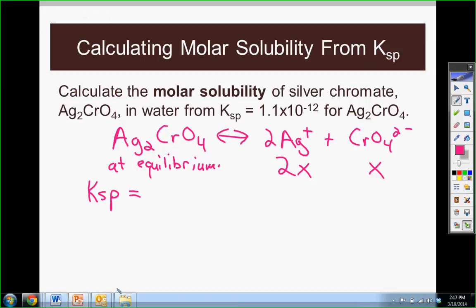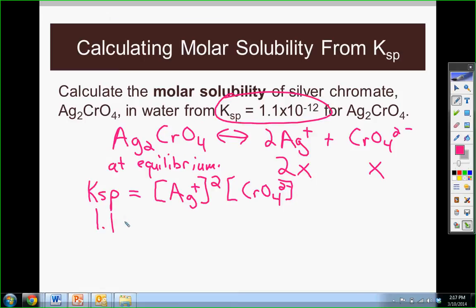Well, we're not there yet. We need to write our original equation. 2x squared. Not there yet. Ag plus squared times CrO4 2 minus. Okay? Now, we know what Ksp is. Equals what?